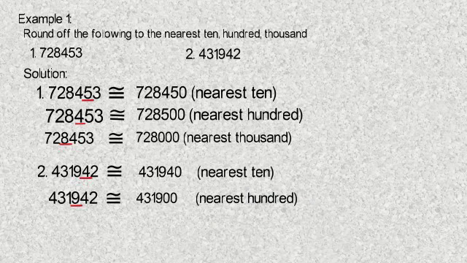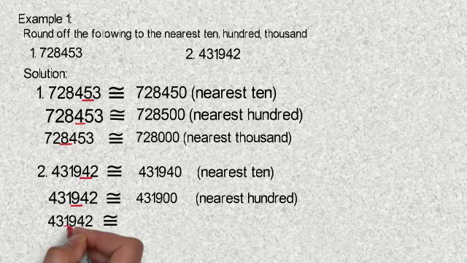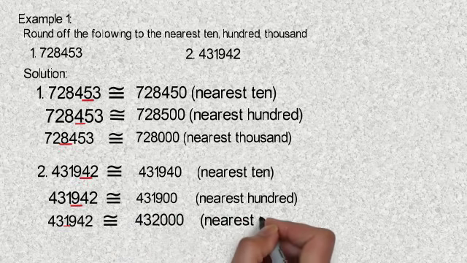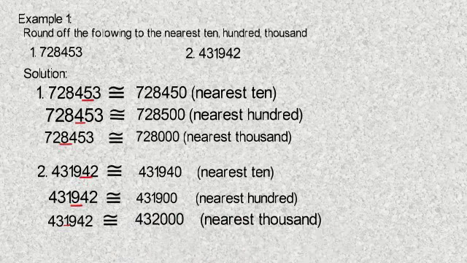So the third one says we should round off to the nearest 1000. So 2 is in the units place value, 4 is in the 10 place value, 9 is in the 100, so 1 is in the 1000 place value. The number before 1 from the right is what? 9. And because this is greater than 5, we round it up to 1, and we add it to the number we are considering, which is 1. So if I add 1 to 1, it gives me 2. So I have my answer to be 432000 to the nearest 1000.